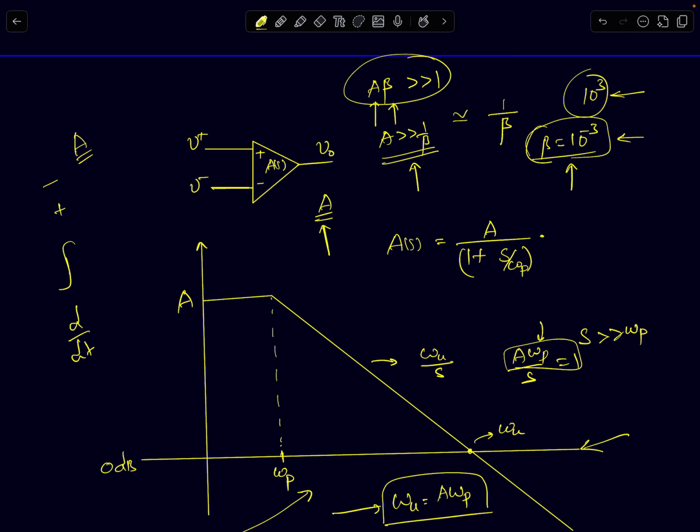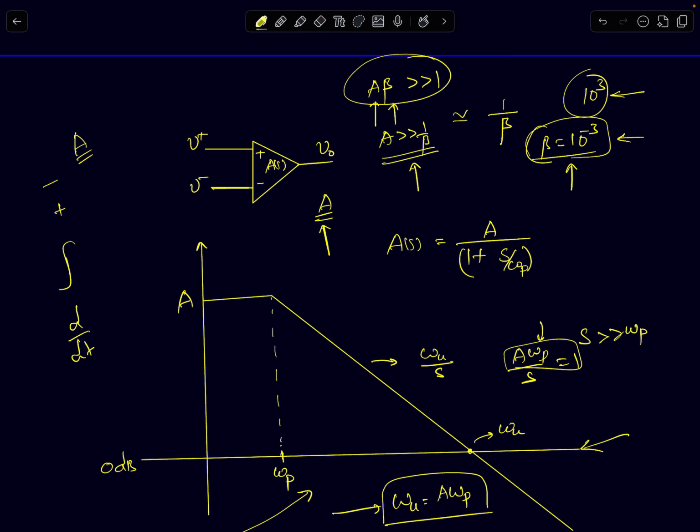Now, to mathematically model the impact of the decrease of gain with frequency, one of the most useful and standard models is to model the op-amp as a single pole response, as shown here: a DC gain and a single pole response. Does the single pole response model work? I'll argue that it works very well.